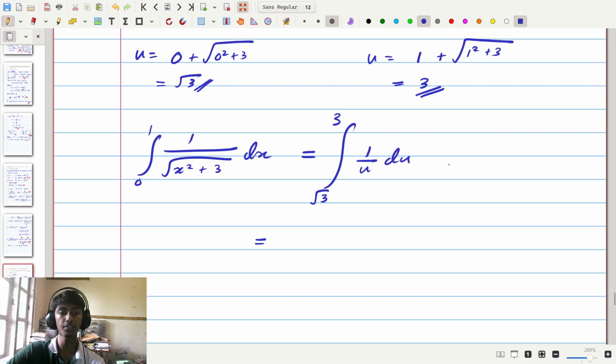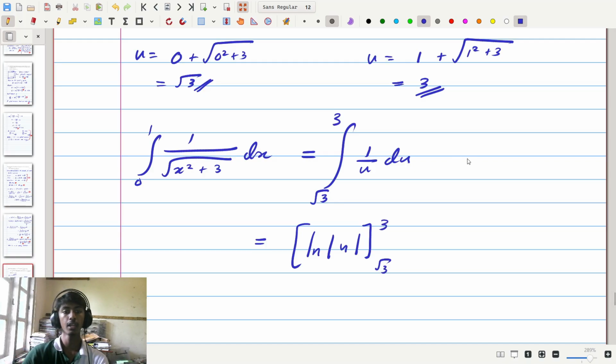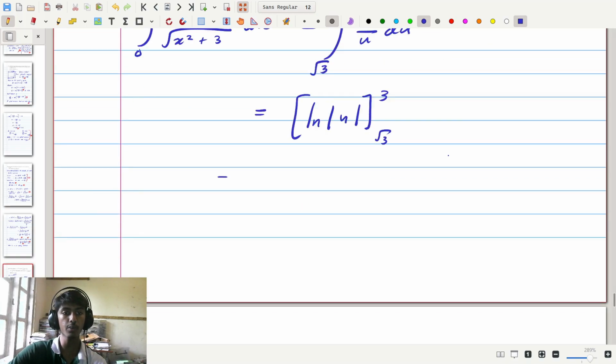Now simplifying, we can see 1 over u du is going to be equal to the natural logarithm of the absolute value of u, and therefore what we have here is the natural logarithm of the absolute value of u taken from root 3 up to 3. Now evaluating this, this is just equal to the natural logarithm of, on top we have modulus of 3, which is going to be equal to 3 since 3 is positive, minus the natural logarithm of the square root of 3.